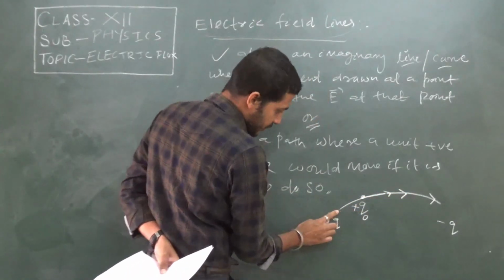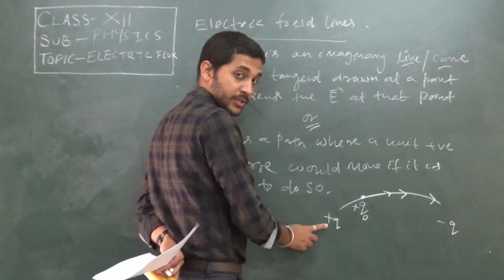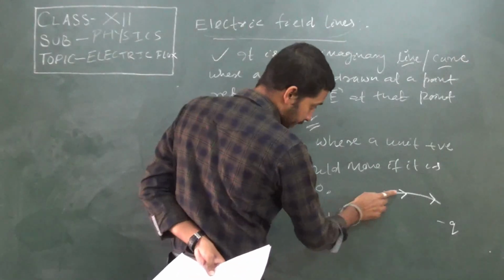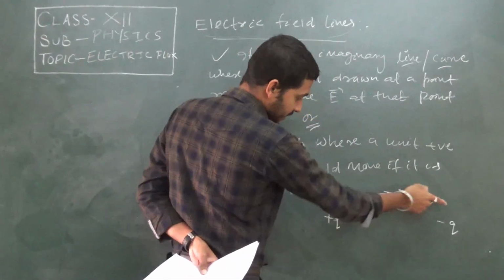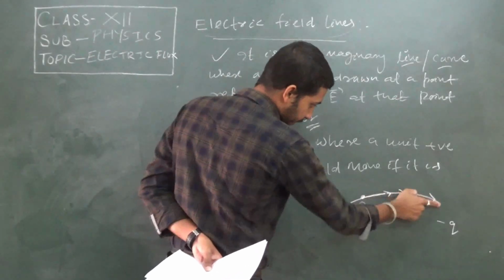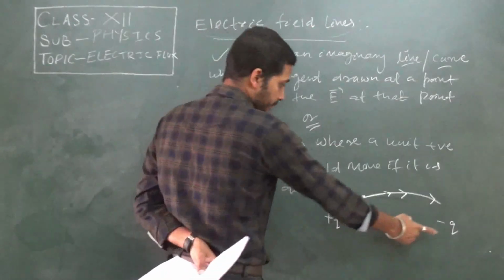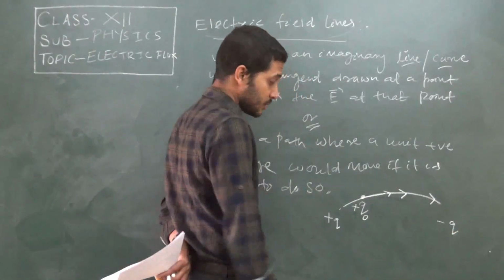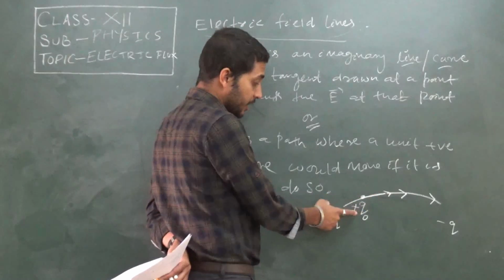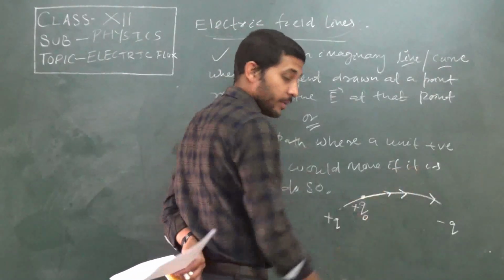So this plus q will start from here due to repulsion from plus Q and will go along a path. We don't know the path; the path will be described by this line only. It goes along a path by the attraction force of minus Q. So the repulsion force from plus Q and the attraction force from minus Q define how this unit positive charge is going to move in a particular path.